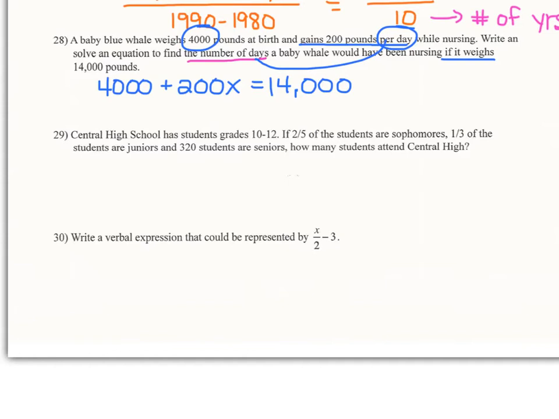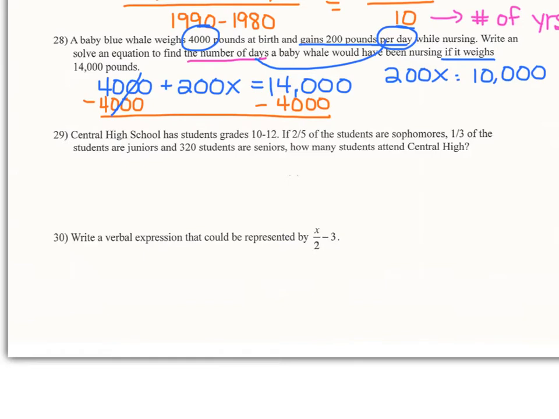Okay, I'm going to solve that just like any other algebraic equation. Let's subtract 4,000. I'm going to have to move off to the side here. So now I have 200x equals 10,000. Let's divide by 200. Oh, I should have done that in orange if I was going to stick to my color coding. Sorry about that. X is going to equal 50. So that's 50 days that the whale would have to nurse.